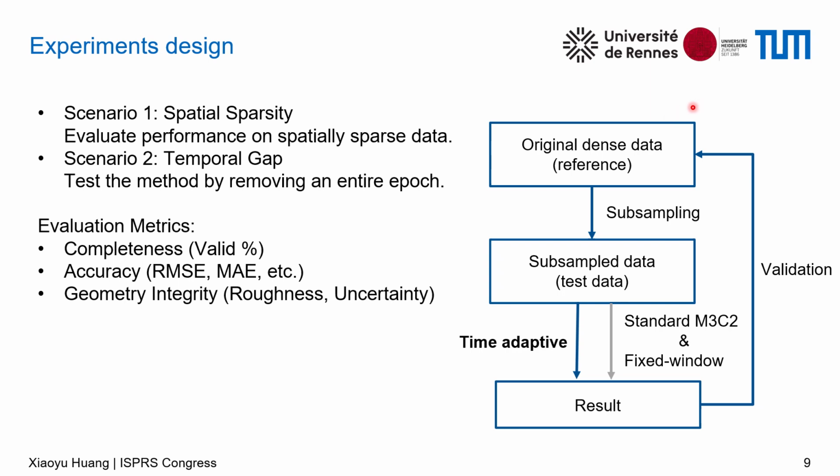We tested our method under two strict scenarios. First is spatial sparsity, to see if we can recover data in low-density areas. Second is a much harder temporal gap scenario, where we completely delete the entire target epoch from the input to test the method's ultimate robustness. The evaluation metrics are listed here, so we can evaluate completeness, accuracy, and also geometric integrity.